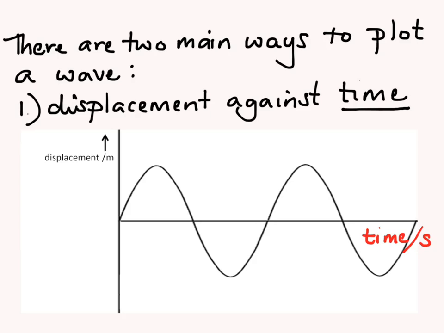Now we've got time in seconds on the x-axis. So there's a couple of things you can get from this graph. First is the amplitude. So the amplitude is the greatest distance that the sticker moves from its equilibrium position. So it's sort of the maximum displacement.